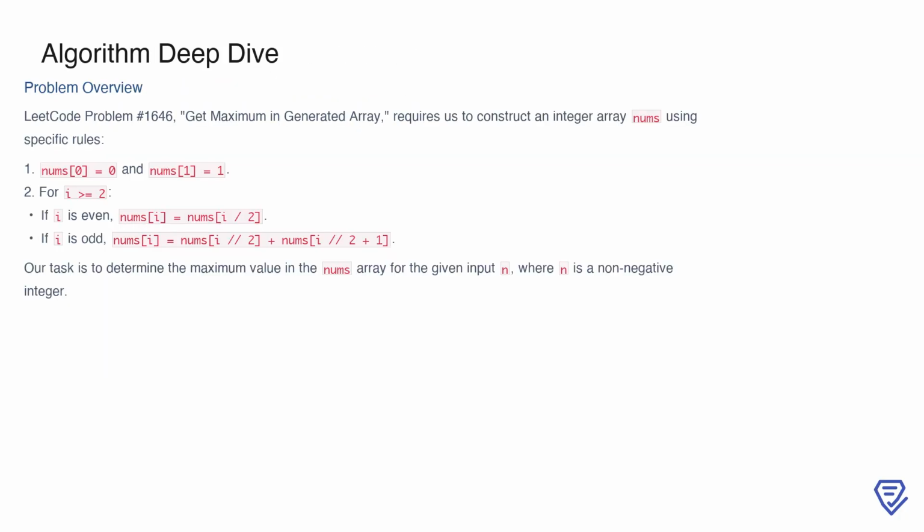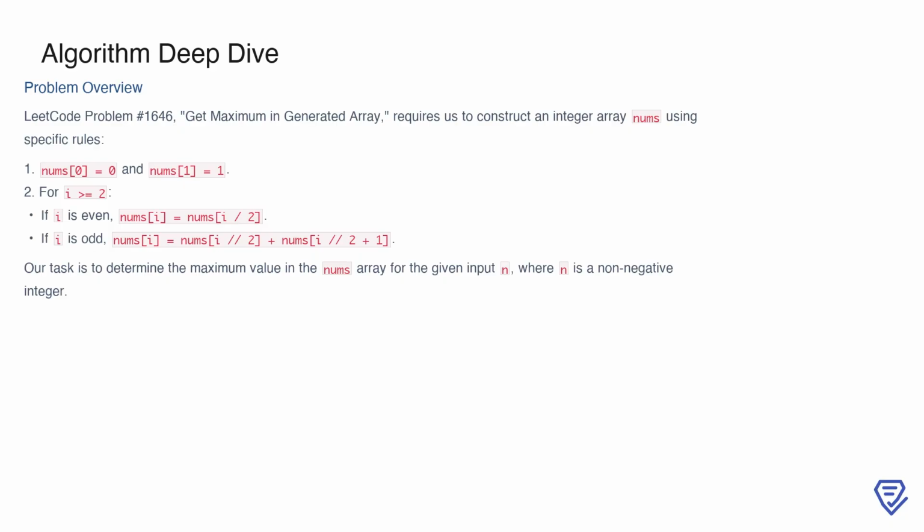In this problem, we are tasked with generating an array nums based on a set of given rules and then finding the maximum value in that array. The rules for constructing nums are as follows. The first two values are predefined, with nums[0] equal to 0 and nums[1] equal to 1. For any index i greater than or equal to 2, if i is even, the value at nums[i] is equal to nums[i/2]. If i is odd, the value at nums[i] is the sum of two adjacent values, nums[i/2] and nums[i/2 + 1]. Our ultimate goal is to determine the maximum value in the nums array for a given non-negative integer n.